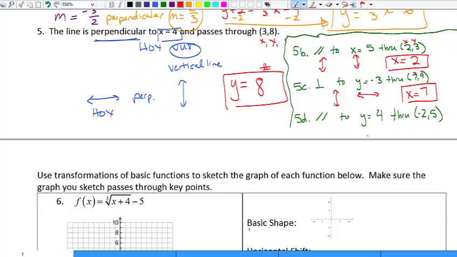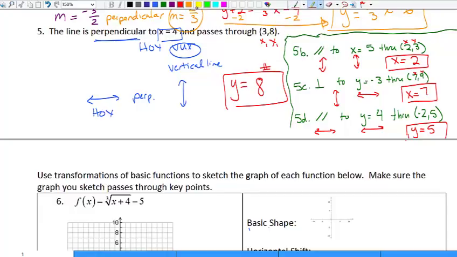The next one we have is parallel to y equals 4. Well, y equals is a Hoy, which is a horizontal. And what's parallel to a horizontal? Well, another horizontal. So in this case, it's a Hoy, so it's y equals, and I go ahead and pick the y value, which in this case is 5. So there are 4 examples for you. You only have one on the test, but I just gave you a couple.